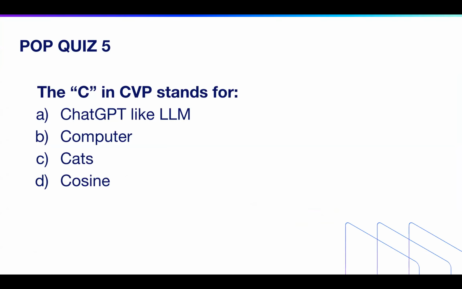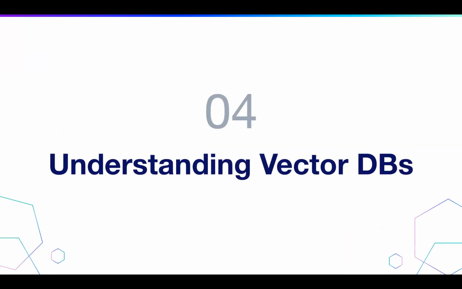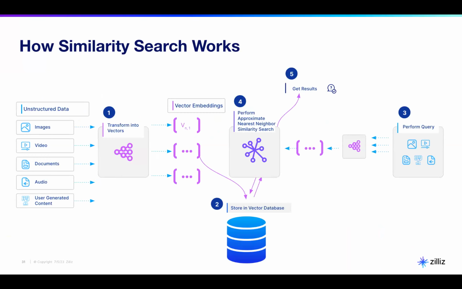Pop quiz number 5. The C in CVP stands for ChatGPT-like LLM, computer, cats, or cosine. I think I saw the guy in the green shirt have his hand up first. You sure? Yeah, okay. A vector database like Milvus or Zilliz can be used as a semantic cache in your LLM to inject domain-specific data, to inject recent data, or for all of the above. I think I saw you raise your hand first, the guy with the hat backwards. D, all of the above, yes. All right, I'm going to pass it back to him, please.